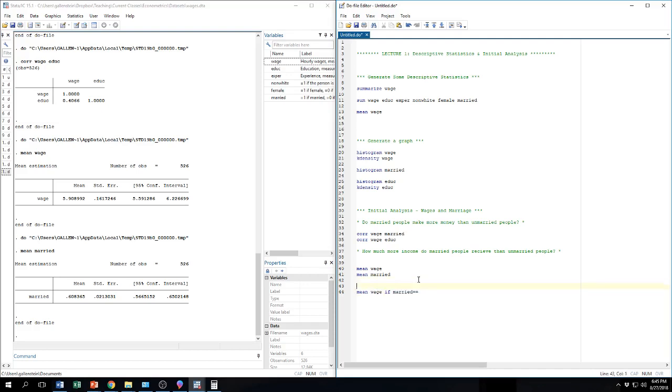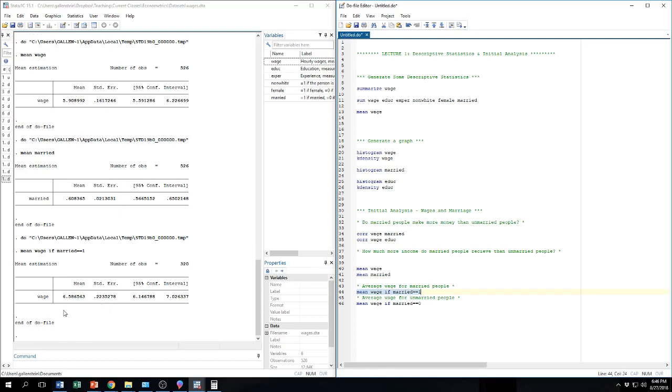Let me take a note here. Average wage for married people. So you're married, that means the married variable equals 1. So the mean wage if married equals 1. And then I'm also going to want to do the same for unmarried people. Average wage for unmarried people. So that would be when marriage equals 0. So this will be the wage, but only for people that are married. All right, let's take a look.